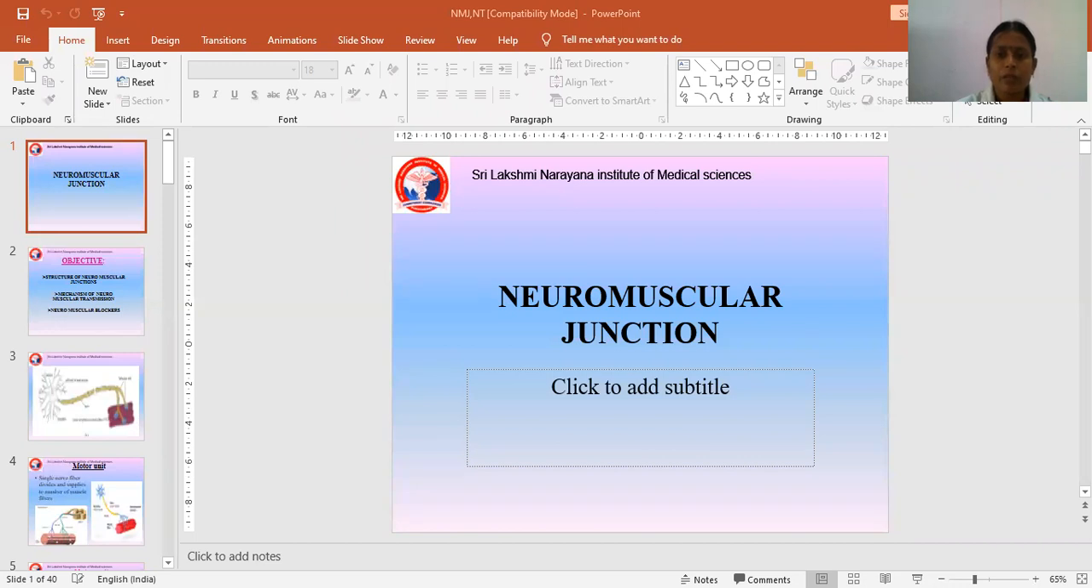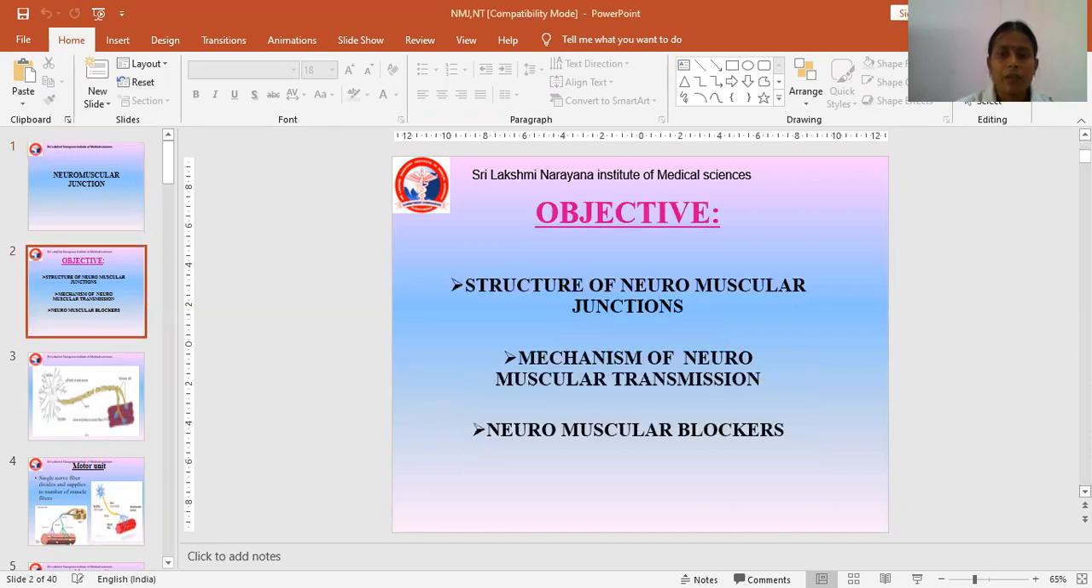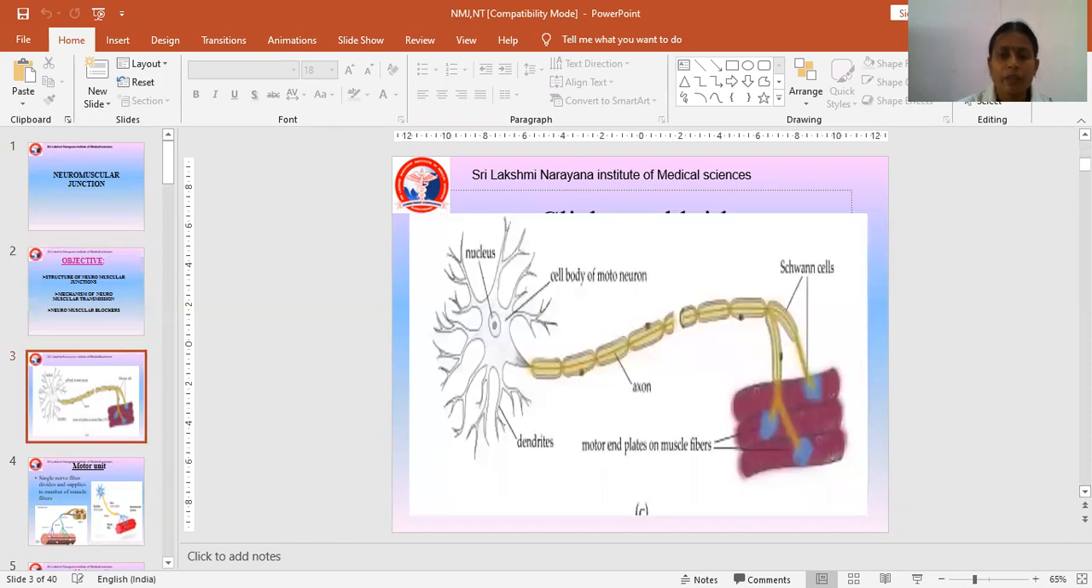Good morning, students. Today's topic is the neuromuscular junction. The main objective of this study is to make you understand the structure of the neuromuscular junction, the mechanism of neuromuscular transmission, and neuromuscular blockers. This is the picture showing the transmission of the impulse from the neuron to the muscle.